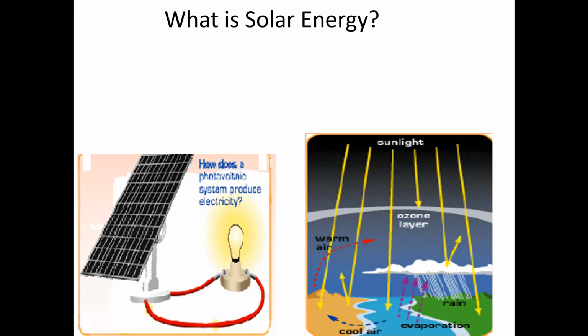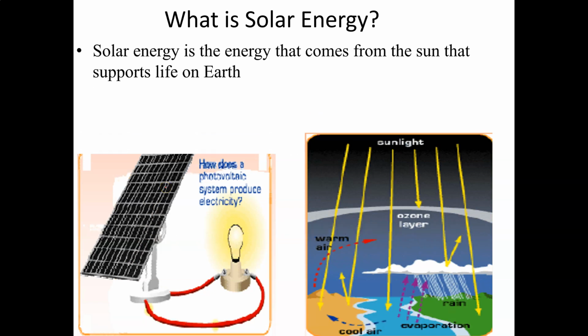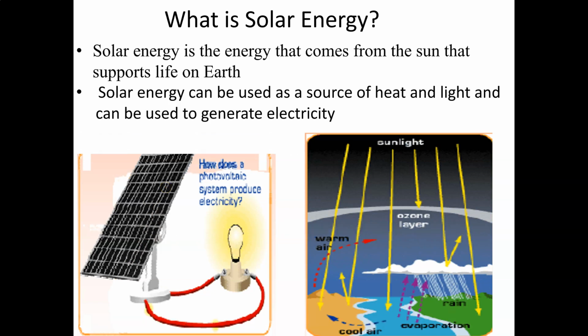So what is solar energy? Solar energy is basically sunlight being converted into energy. Here you see the different ways that light interacts with the earth, and here you can see a solar cell. Solar energy can be used as a source of heat, light, and can be used to generate electricity.